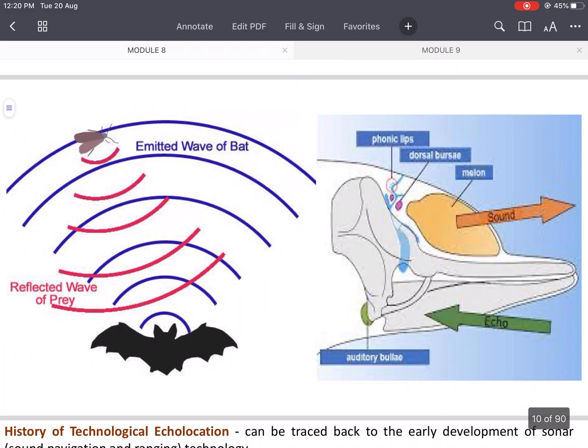Here we can also see the bat emitting sound waves, represented by the blue lines. This blue line travels and hits an object, here represented as a fly. Once it hits the object, it is reflected or echoed. The echoed wave is shown in the red pattern. In this skull there is a sound generator, a receptor, then an analyzer, a processor, and then a response.